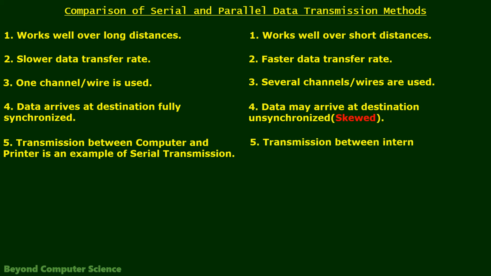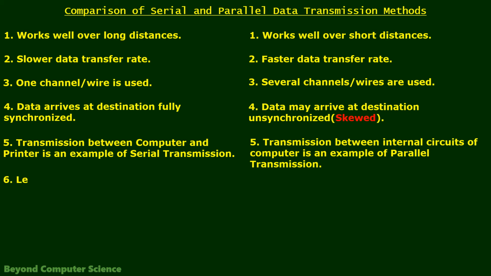And transmission between internal circuits of a computer is an example of parallel transmission. Internally on the motherboard, or between the motherboard and the hard disk, we also want speed, but because the distance is very small, a few centimeters or a few millimeters between these devices, it is safe for us to use the parallel method of transmission.